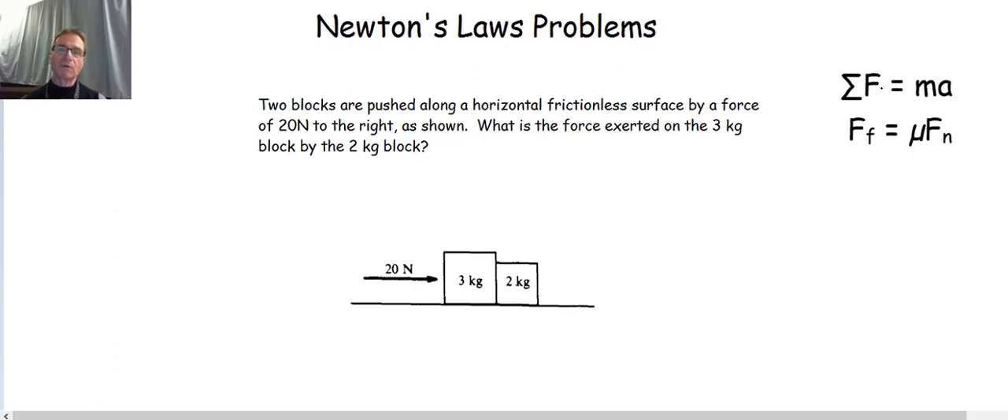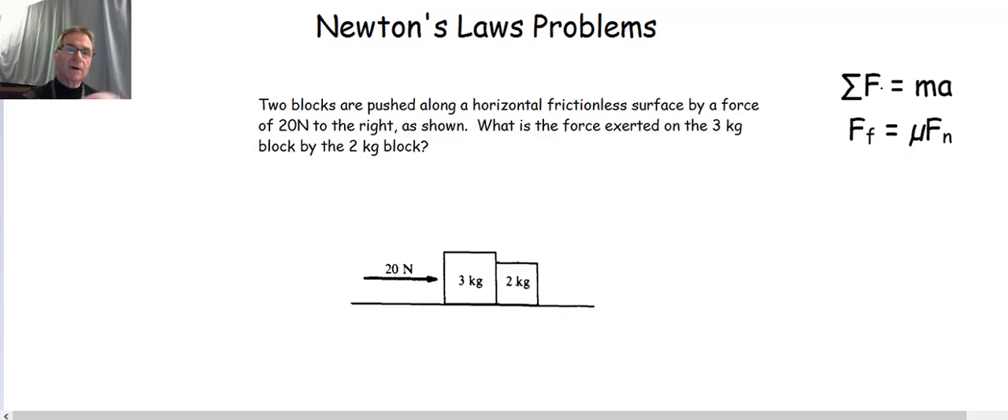What we're going to be doing today is taking a look at one of several of Newton's laws problems that we're going to be solving. We're going to start out with some simple problems and then get into some more complex problems. But today we want to look at two blocks that are being pushed along a horizontal frictionless surface by a force of 20 newtons to the right as shown. What's the force exerted on the 3 kilogram block by the 2 kilogram block?